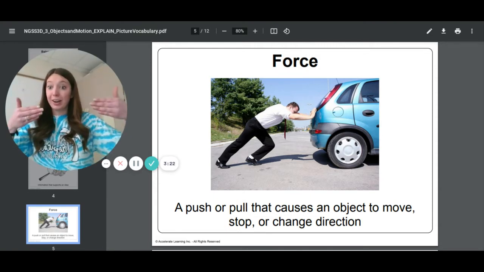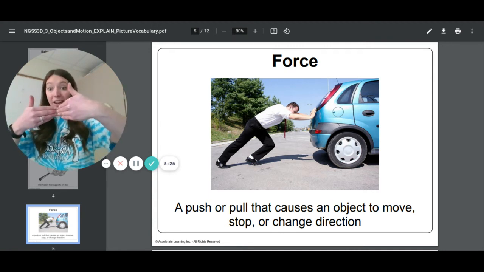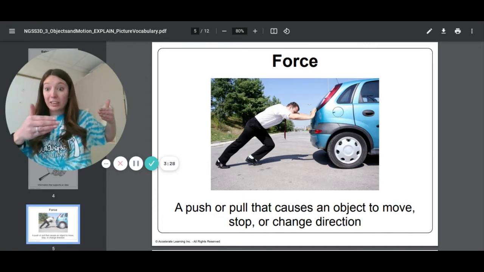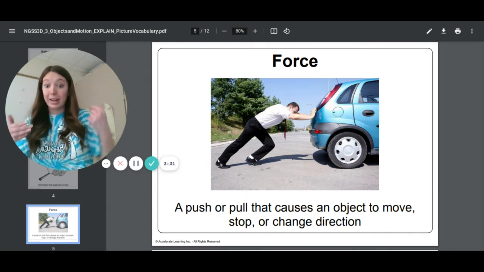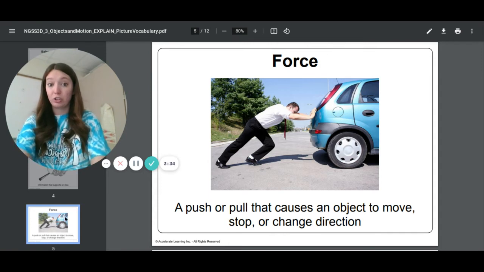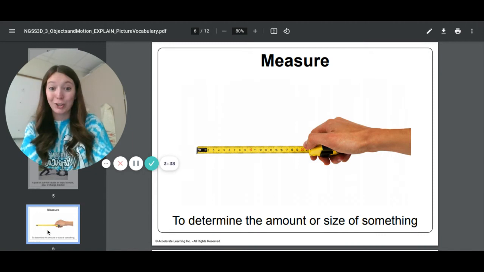Imagine that there was a car crash and two cars were going towards each other and they hit each other. It could cause one to kind of change direction and spin out and go some other way. Okay. It could cause something to change direction. Force. Our next word is the word measure. Say the word measure. Good.